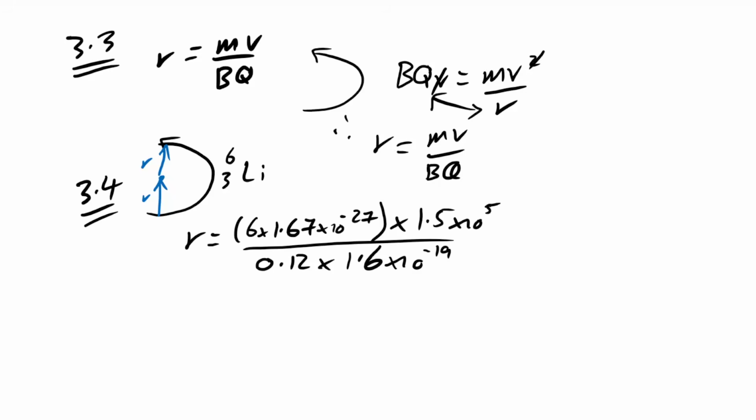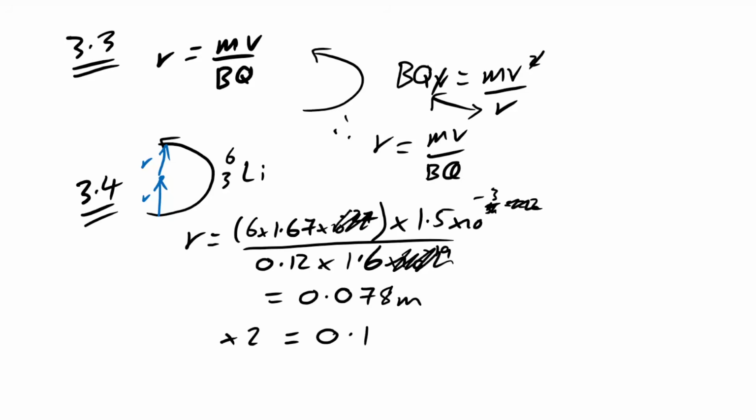Let's sort out some powers of 10. Minus 27 and 5 just gives us minus 22. And then we have minus 19 on the bottom, minus 22 on top. So we can just say that this ends up being times 10 to the minus 3. And we end up with an R of 0.078 meters. But like we said, we want the diameter. So we times that by 2 and we get 0.16 meters.